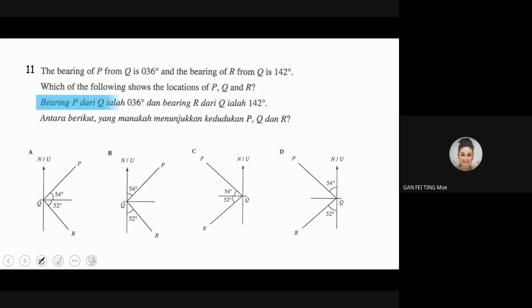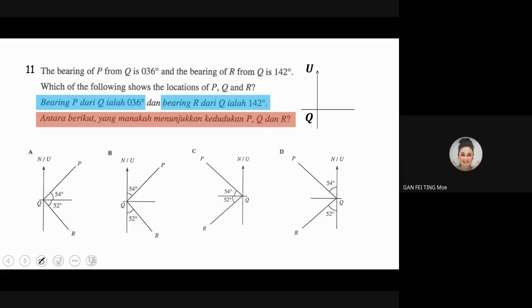So what I do, I'm going to sketch my diagram. They ask you, which of the following shows the location of P, Q, R? So from the information, don't choose straight away from the answers. Try to sketch your own diagram. Okay, I have my point Q. Now I want to draw the bearing of P from Q. I must have my compass. 036 means that it's from the north going clockwise to the east.